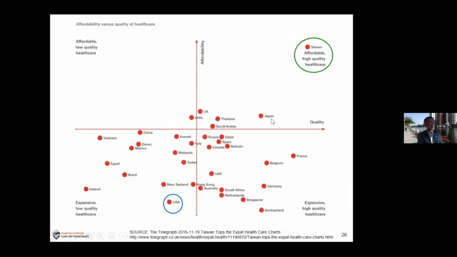And this was in 2016, when a British-based newspaper did an assessment of a large number of countries' healthcare systems, many high-income countries, and put Taiwan in a far corner of its own, with the best quality and highest affordability. And the US is here, with very low affordability together with Switzerland, but Switzerland has better quality. And the US has both low affordability and low quality.